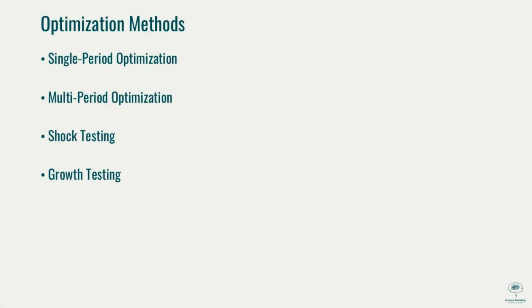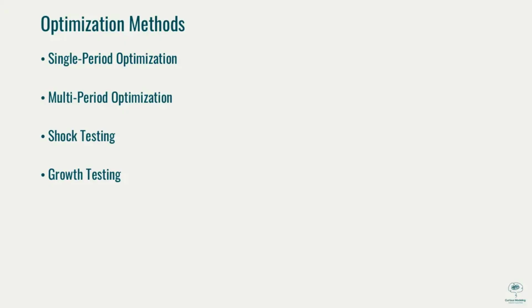Then the types of analyses we can actually run in optimization. So we've got single period, which is how you reallocate spend for next quarter. You might go multi-period optimization, where you plan out the next 12 months with changing budgets. You might go shock testing, which is what happens if your budget is cut by 30%. Which channels do you want to protect? And then growth testing. What's the best allocation if your budget doubles?